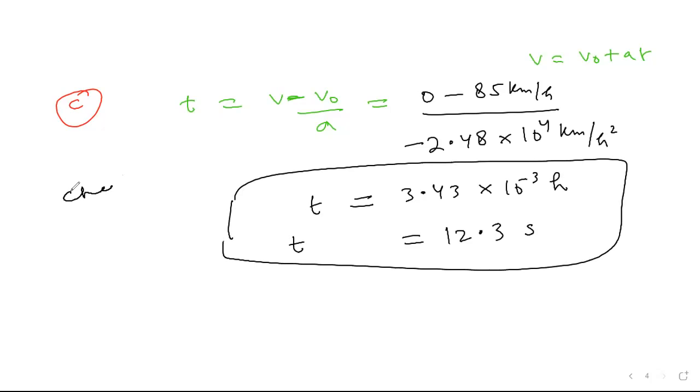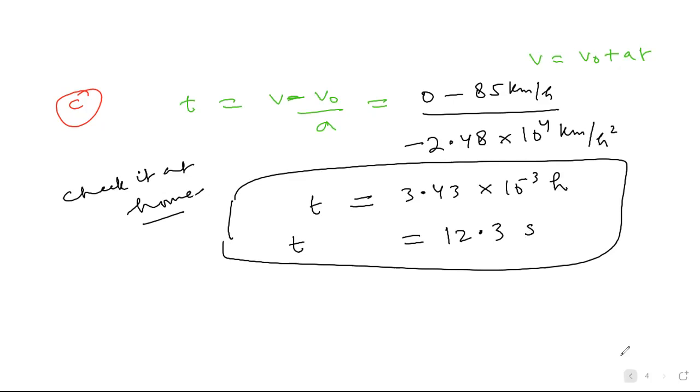As always, check the calculation at home. My final velocity is 0, my initial velocity is 85 kilometers per hour, and I have substituted for a, minus 2.48 times 10 to the 4 kilometers per hour squared. When I do the calculation, I get the time as 3.43 times 10 to the minus 3 hours, and when I convert that into seconds, I get 12.3 seconds.